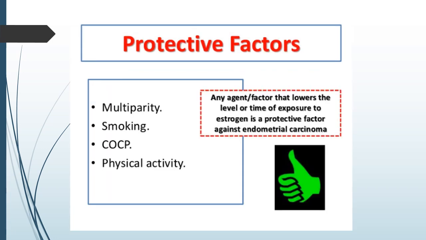Now, there are certain protective factors. Any agent or factor that lowers the level or time of exposure to estrogen is a protective factor against endometrial carcinoma, like hysterectomy. When there is no uterus, of course, there is no chance of getting endometrial carcinoma. Then combined oral contraceptive pills, progesterone-based contraception including injections, then intrauterine devices including copper IUCD or a progesterone-containing intrauterine system like Mirena. Then pregnancy is a protective factor against endometrial carcinoma, and smoking.